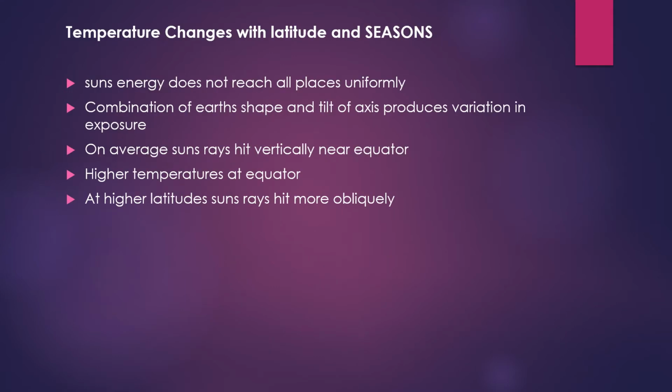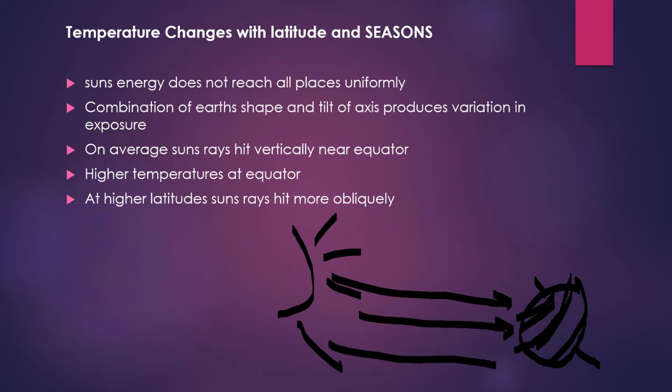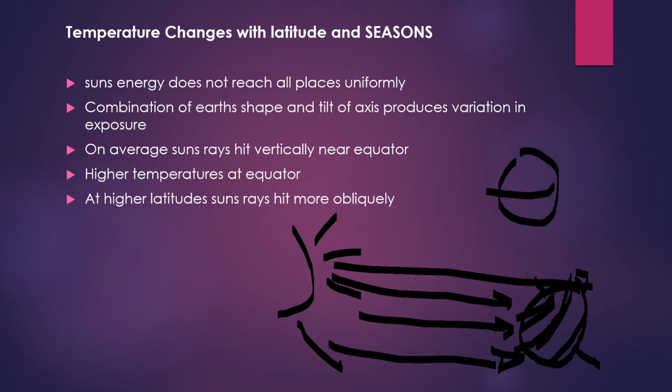Temperature changes with latitude, right? The sun's energy does not reach all places uniformly. The combination of Earth's shape and the tilt produces a variation of exposure. So here's the sun, and here's the Earth tilted. Northern hemisphere is in probably summer, right? In all these different latitudes, the sun's rays are not going to hit it the same all over. Does that make sense? So on average, the equator gets more sunlight all year long.